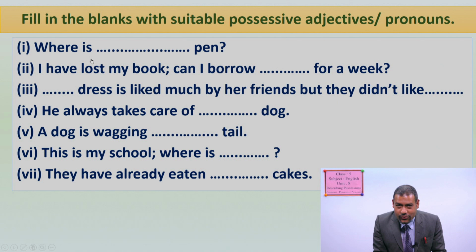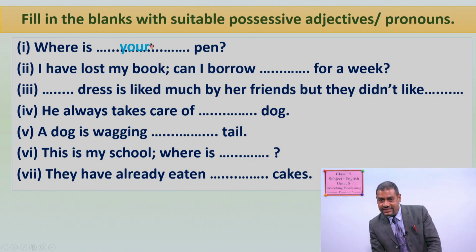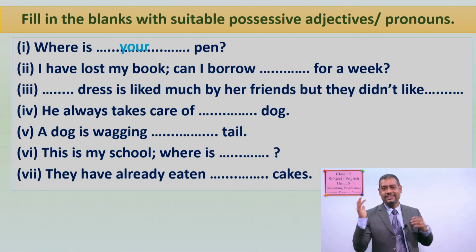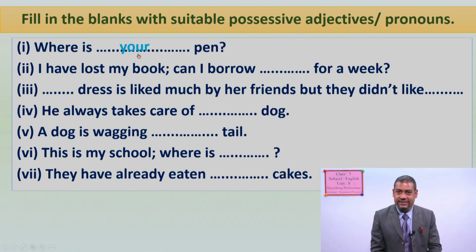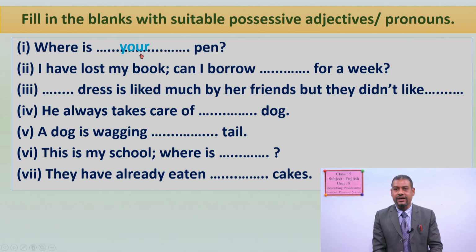Where is now, what is the correct pronoun here? Yes, that is, where is your pen? And is this possessive adjective or possessive pronoun? Very good. This is possessive adjective because the naming word pen is here. That's why before a naming word, if we use the pronoun, that is possessive adjective.